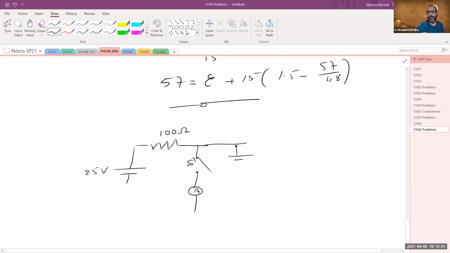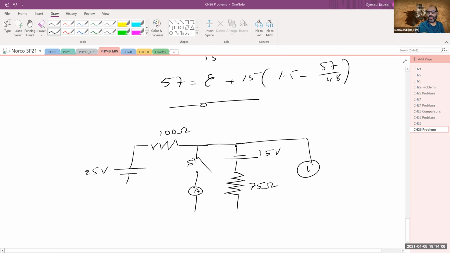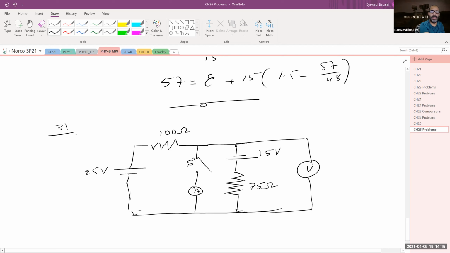I'm sorry, I have it backwards. We have an EMF that is pointing this way. Of 15 volt. We have a battery of 15 volt, plus we have a resistor of 75 ohms, and we have in here in between a voltmeter. So this is just a voltmeter measuring the voltage across this whole points in here, and this whole thing is connected this way. So this is problem 31, by the way, okay?